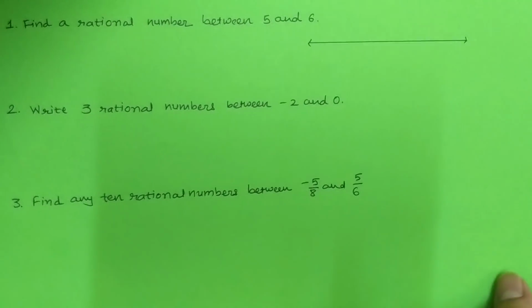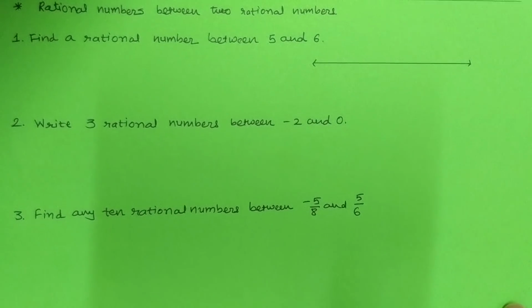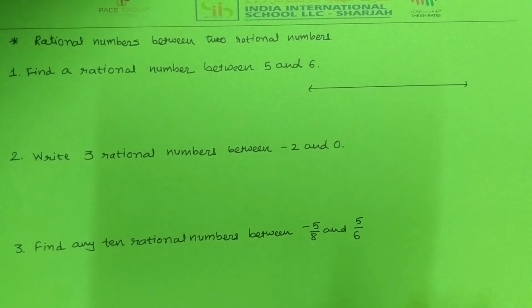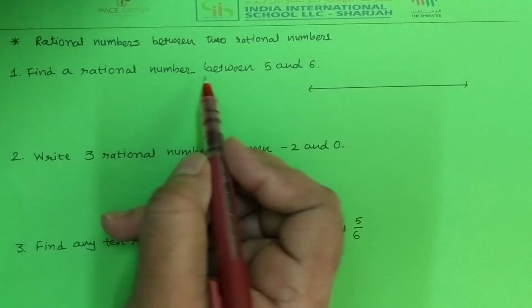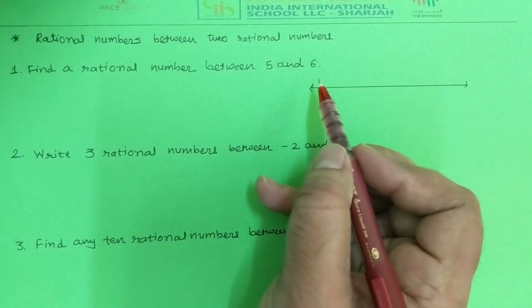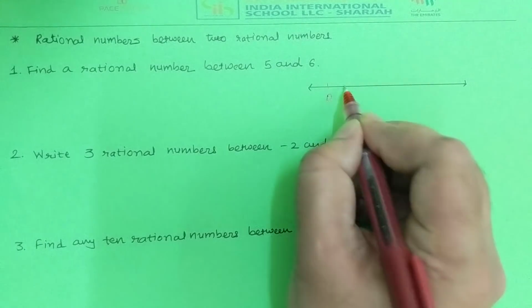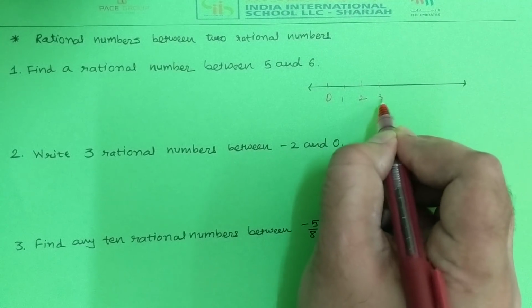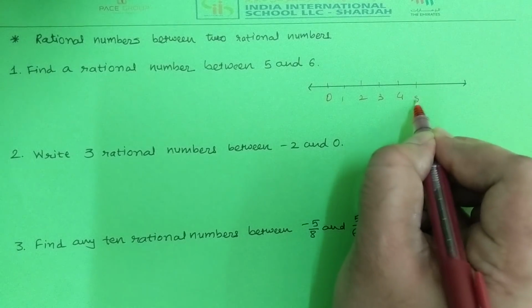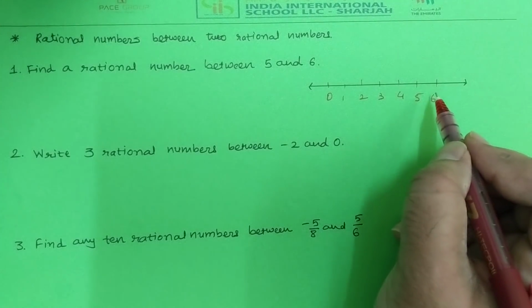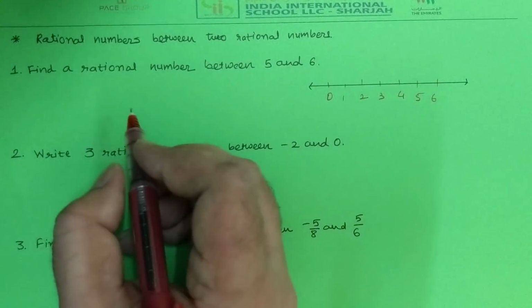Then we will move to the third part, the third lesson, third objective, which is the rational numbers between two rational numbers. So find the rational numbers between 5 and 6. As we all know that if we write on the number line, that is 0, then 1, 2, 3, 4, 5, and 6, then we can see that there is no number between 5 and 6. So how will we find it?